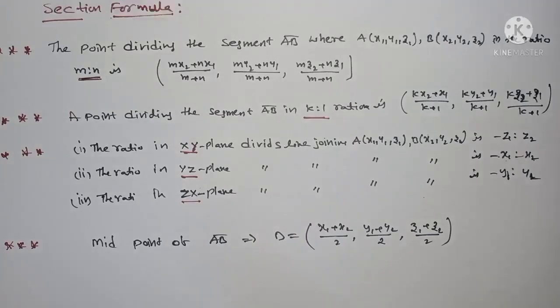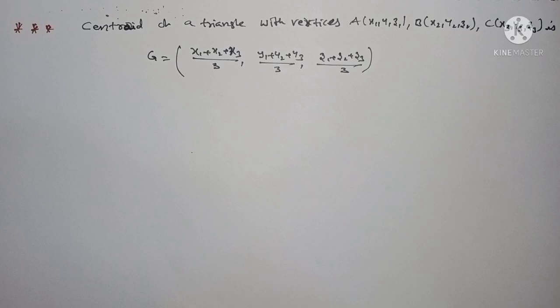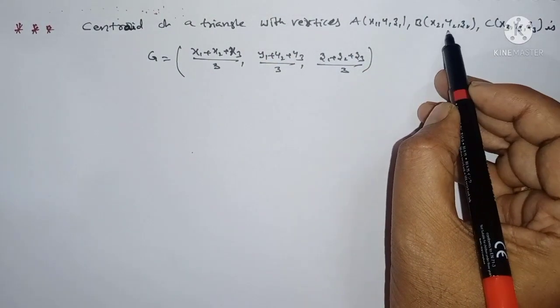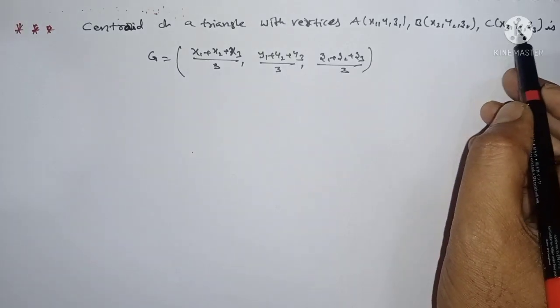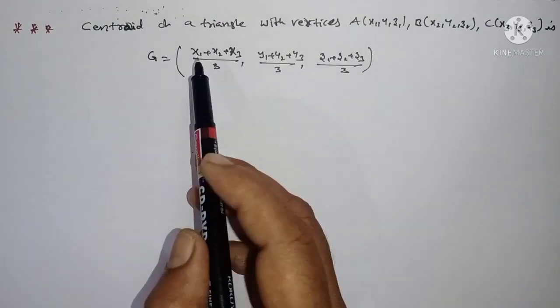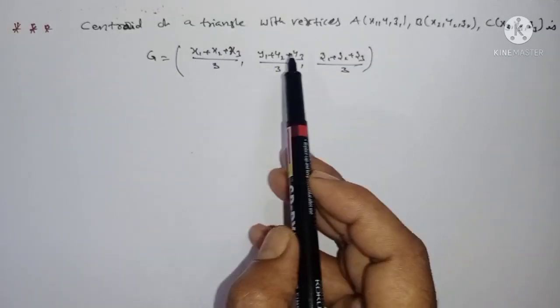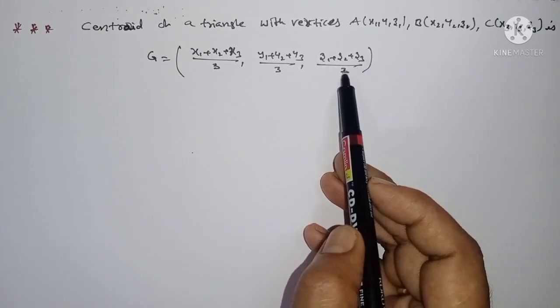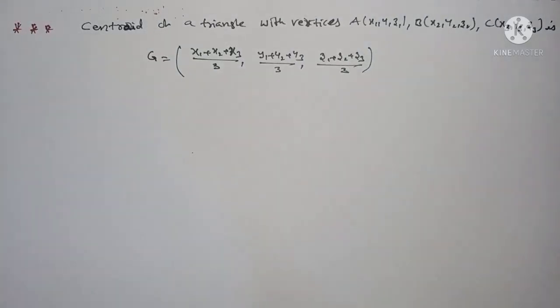We have another three formulas I will explain. Next is the centroid of the triangle. A is x1 y1 z1, B is x2 y2 z2, C is x3 y3 z3. You already did this in the previous classes. G is equal to (x1 plus x2 plus x3) by 3, (y1 plus y2 plus y3) by 3, (z1 plus z2 plus z3) by 3. This is the centroid of the triangle.